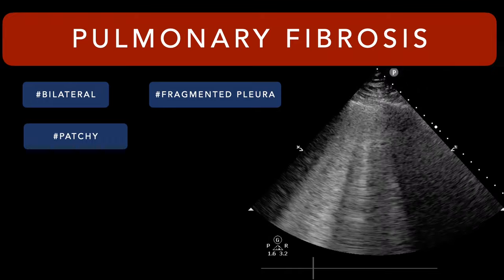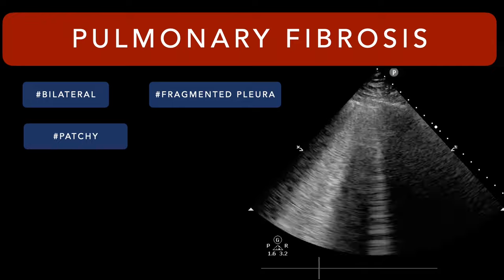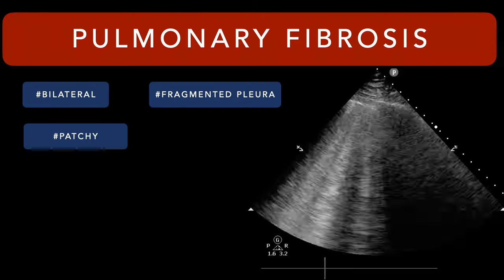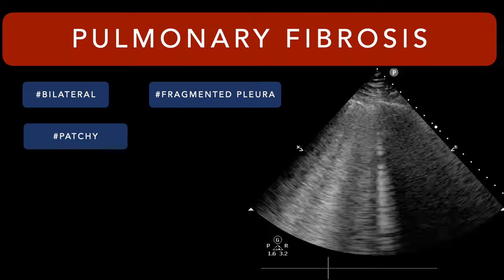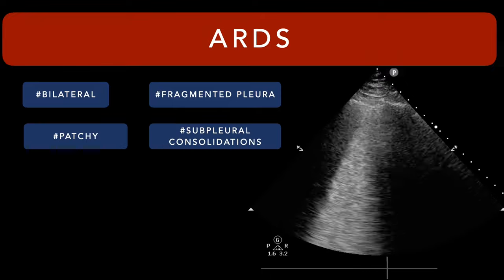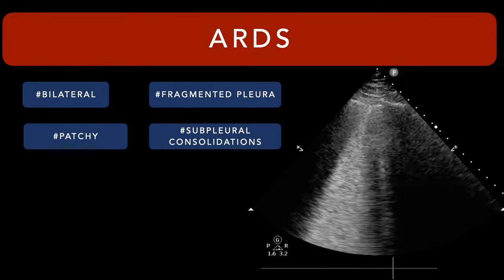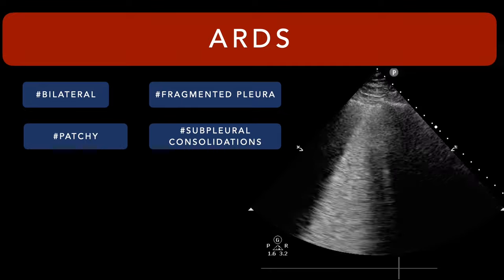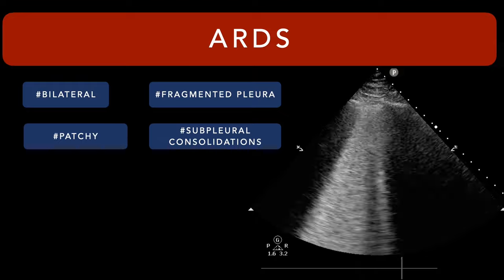It may be patchy depending on what areas are fibrotic. You may have some of the fragmented pleura, but you're going to have the similar B line profile. So you have to think through what's their past history, is it following the pattern? What's their clinical story? Compare that with a patient with ARDS, right? You can have bilateral lung B lines in that patchy appearance, again, fragmented pleura. You may have subpleural consolidations to that.